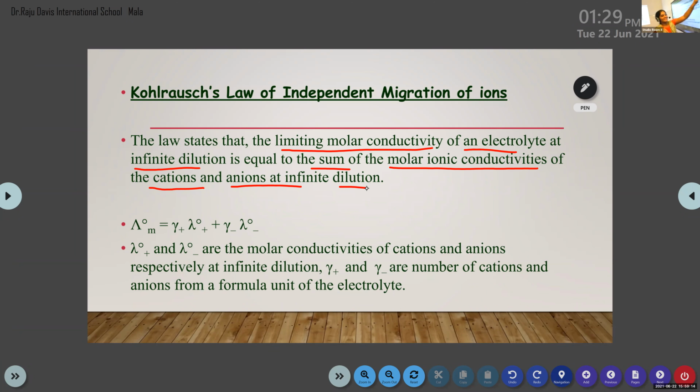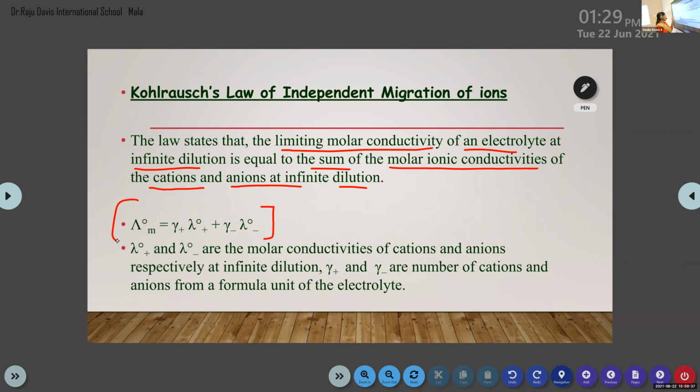Positive. Yeah, it's positive. Do not confuse cathode, anode, cation, anion. Cathode is negative. Anode is positive. In the case of ions, it's just the opposite. Cation is positive, and anion is negative. So this is the law, and this is the equation of this law.